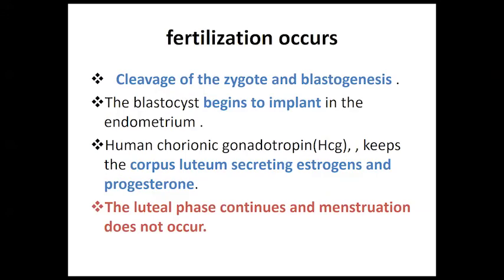the endometrium again. So fertilization occurs. If fertilization occurs, cleavage of the zygote and blastogenesis occurs, and it begins to implant in the endometrium, which was prepared by the hormones. HCG keeps the corpus luteum secreting the estrogen and the progesterone. Progesterone keeps the baby growing until the placenta is formed; the luteal phase continues and menstruation does not occur.